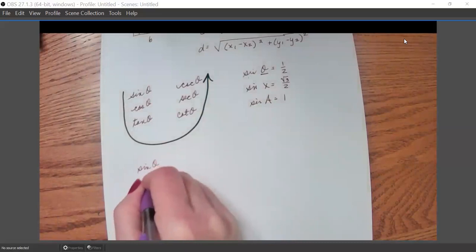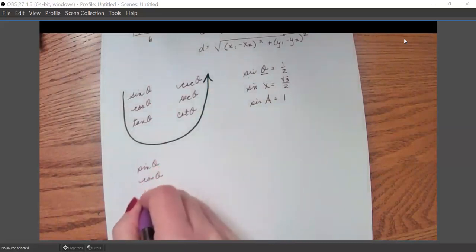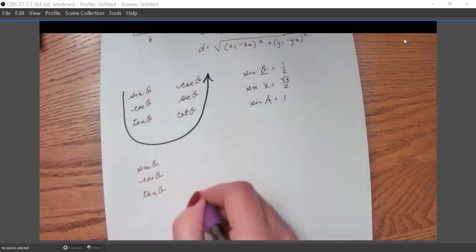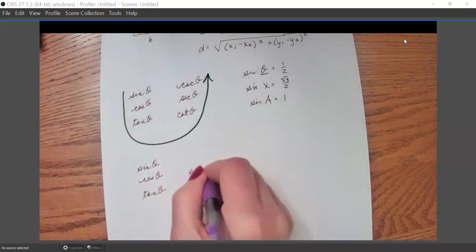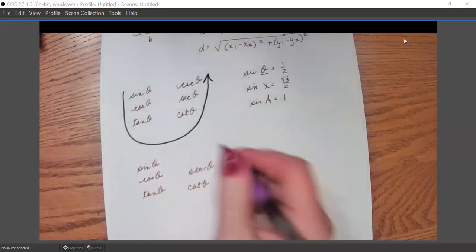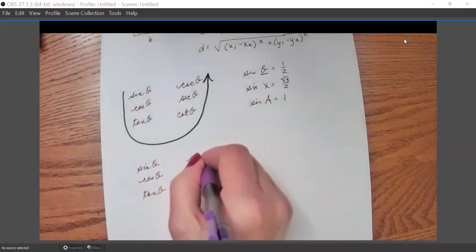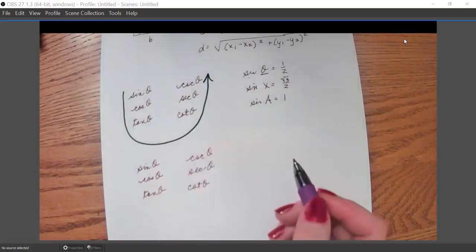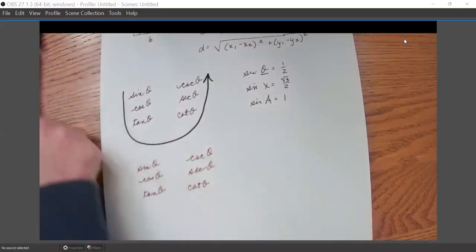Sine, cosine, tan, cotan, secant, cosecant. CSC is cosecant.